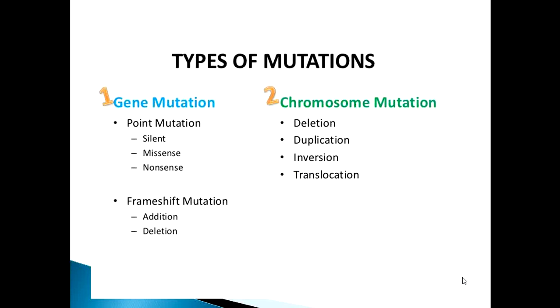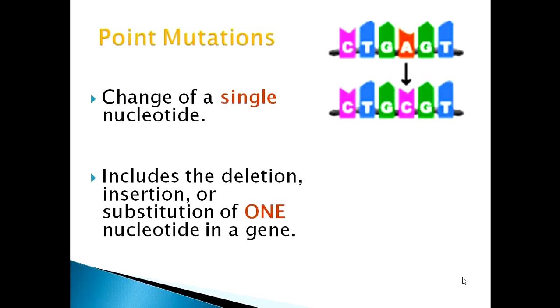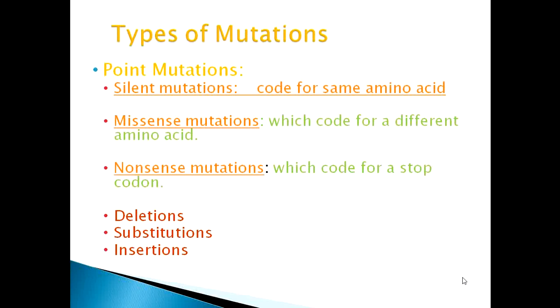There are different types of mutation: gene mutations and chromosomal mutations. In gene mutations, we have point mutations and frameshift mutations. Point mutations are a change of a single nucleotide. It includes deletion, insertion, or substitution of one nucleotide in a gene.